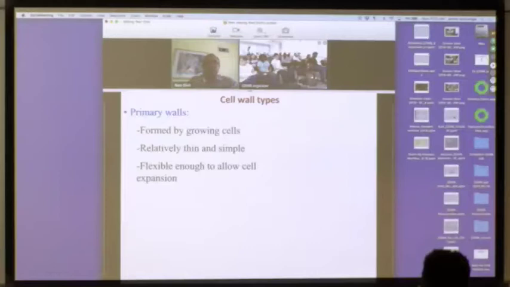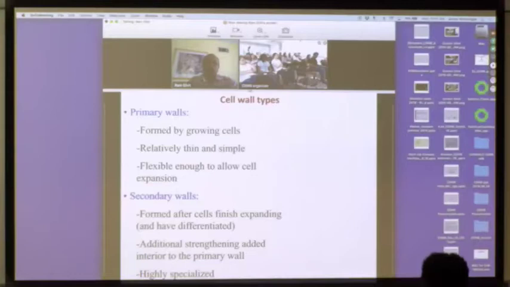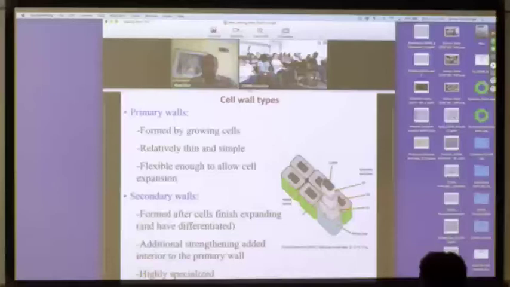But they are compliant. They are flexible enough to allow cell expansion, and that compliance is conferred by specific enzymes that confer that extensibility. And I'll talk about those also today. Secondary cell walls are laid down after the cell has finished expanding, or in differentiated cells. And they are considerably thicker compared to the primary walls.